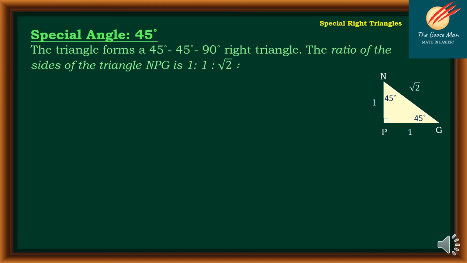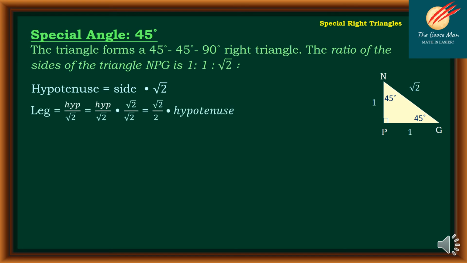Now that we know that the hypotenuse is equal to side times the square root of 2, as well as the leg is equal to hypotenuse divided by square root of 2, in the simplest term, we can rationalize this one by multiplying both the numerator and denominator by square root of 2. So we come up with the leg is equal to square root of 2 all over 2 times the hypotenuse.